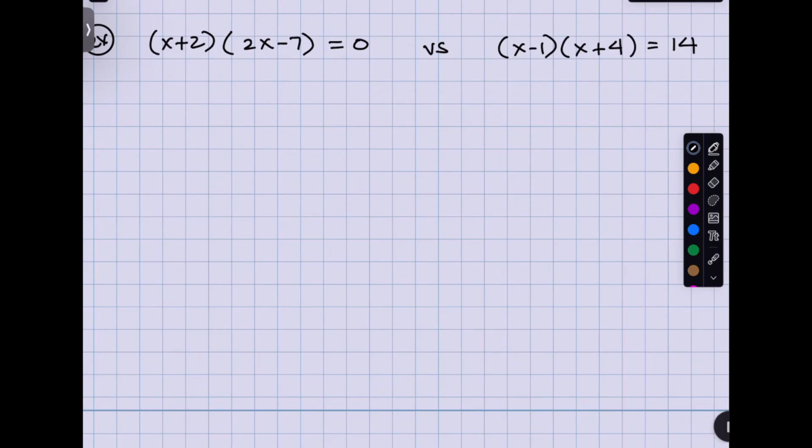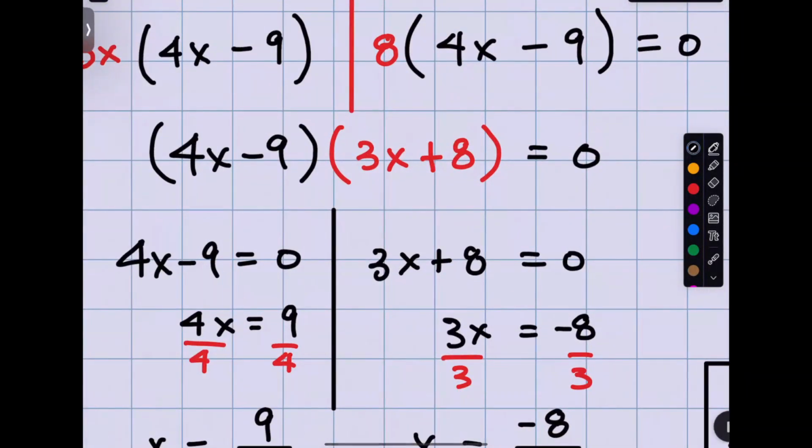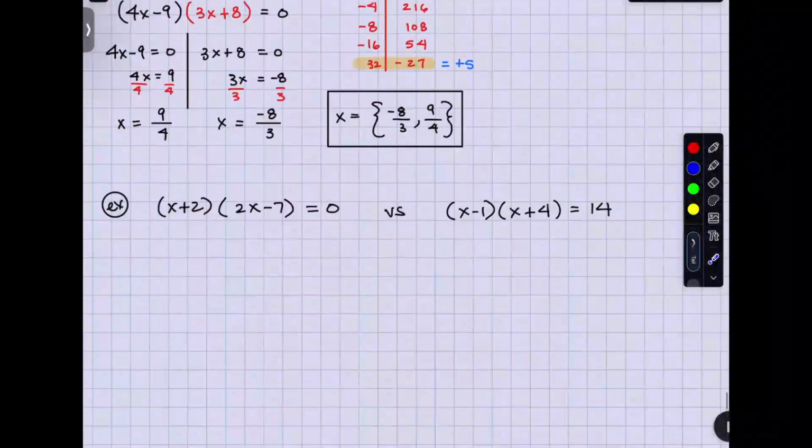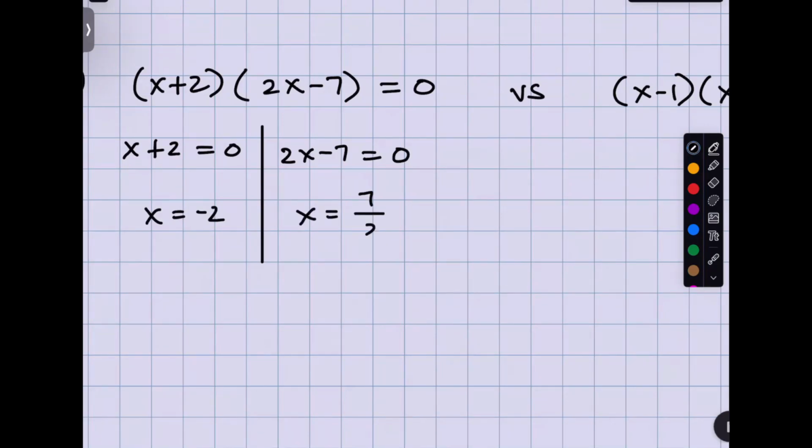The one on the left, since it's already equal to 0, looks very much like what we just did right here. It looks exactly like this, same layout. So the one on the left is very easy because all we have to do is say x plus 2 equals 0, 2x minus 7 equals 0. So x equals negative 2, x equals 7 halves. Done. Are we okay with that?